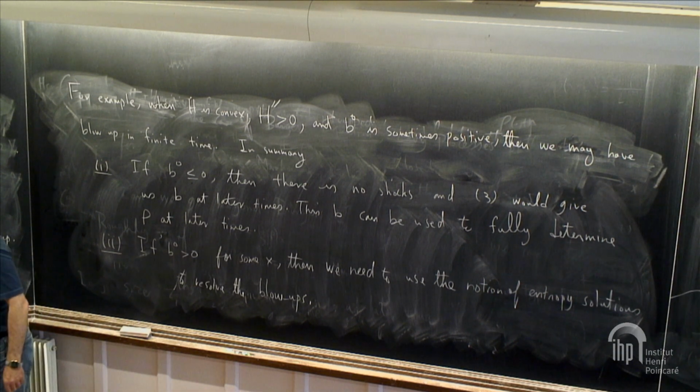OK, so you give me some B0. This is a function of rho. I solve this ODE as a function of rho. So I produce a function B of rho and t. Then when I have B of rho and t, I have to solve the corresponding ODE. Is that what you mean?